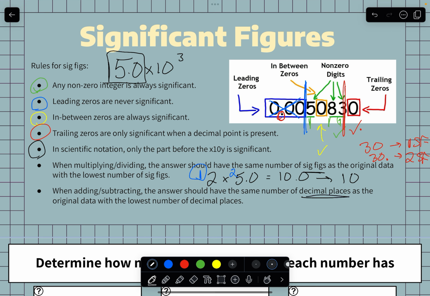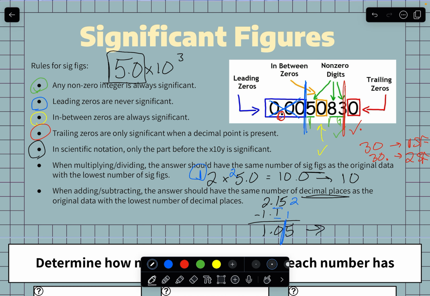Same thing, but the least amount of decimal places. So if we have 2.15 minus 1.1, right? The answer there is 1.05. But if we look at decimal places, we have 2 there, 1 there. Our answer should only have 1 decimal place. So we should stop after the first decimal.